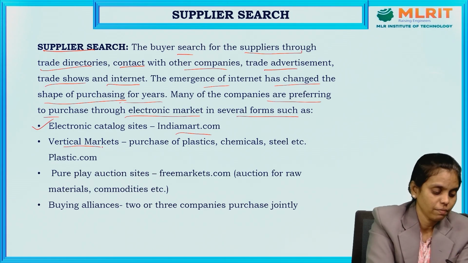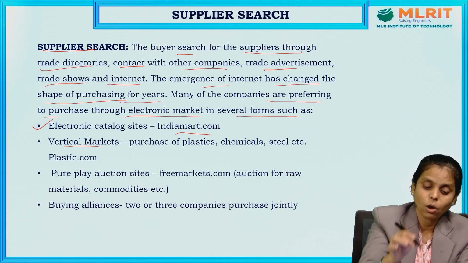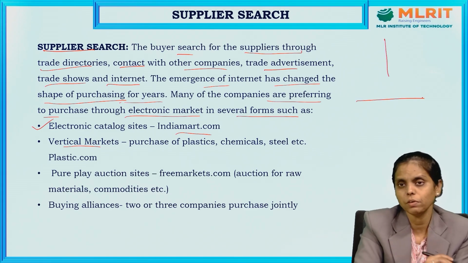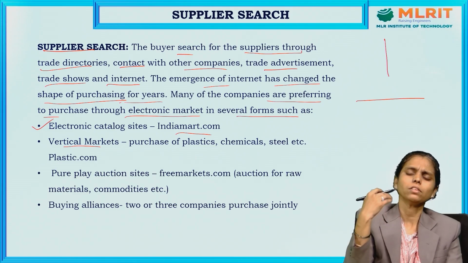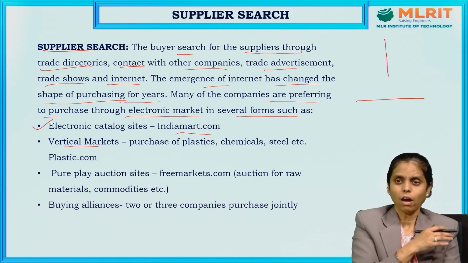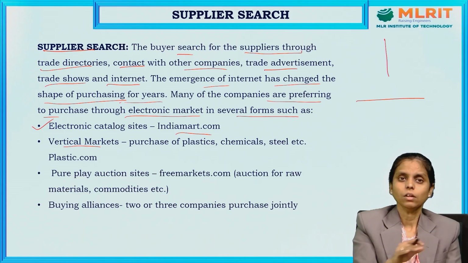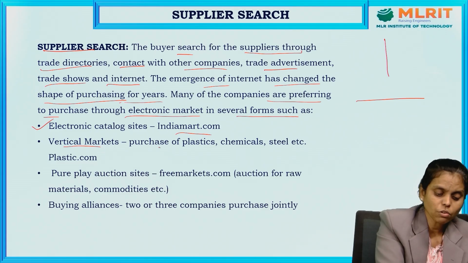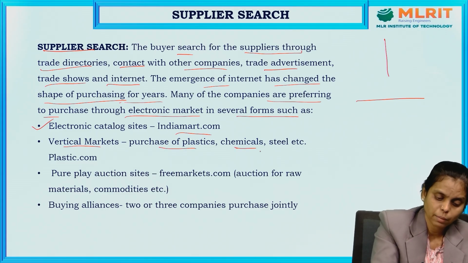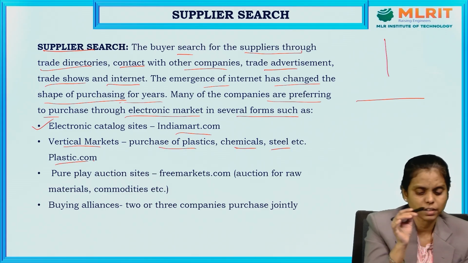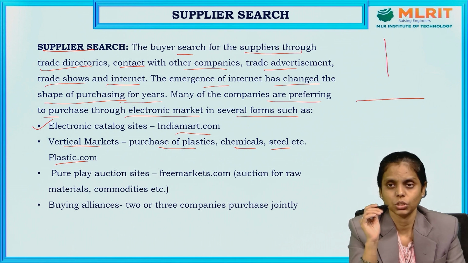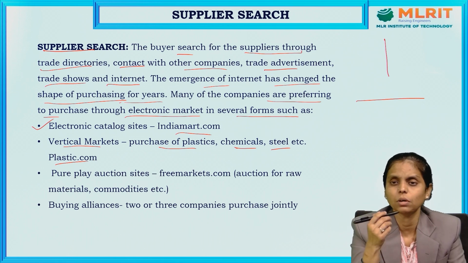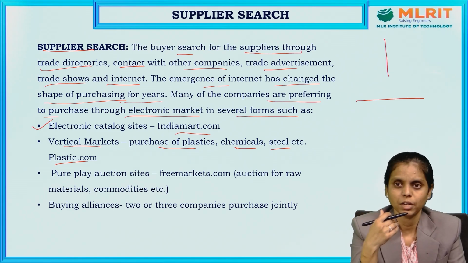Vertical markets, that is horizontal and vertical. There are two different aspects which take place in an organization. Vertical means above our level. Horizontal means whoever is doing the same thing within the same level. Purchase of plastic, chemicals, steels, etc. can be done by using this vertical market. That is integration. Who are the suppliers to ours? From that, we will identify who the best suppliers available in the market are.